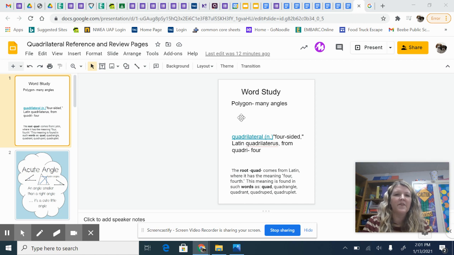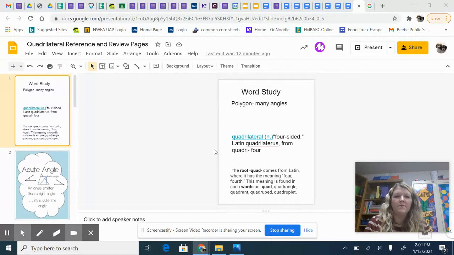All right, today we're going to look at some polygons, and polygon means many angle. So there's different types of polygons that have different amounts of sides and angles, and that's how we name them based on the number of sides and angles they have. So today we're going to specifically focus on a quadrilateral, and the root quad comes from Latin where it has the meaning of four or fourth. So quadrilaterals have four sides.